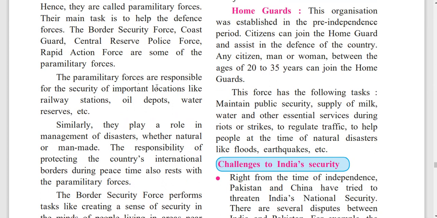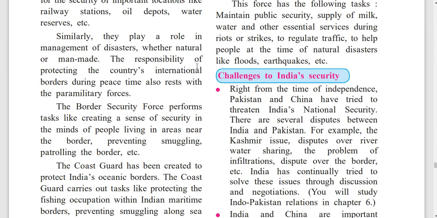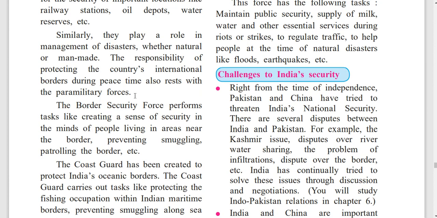The paramilitary forces are responsible for the security of important locations like railway stations, oil depots, reserves, etc. Similarly, they play a role in management of disasters, whether natural or man-made. The responsibility of protecting the country's international borders during peacetime also rests with the paramilitary forces.